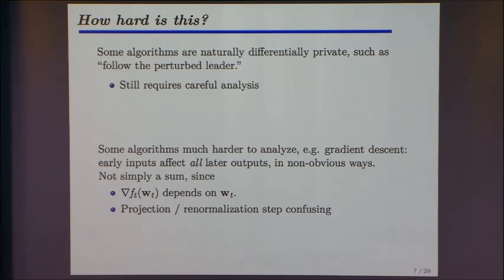On the other hand, some algorithms are much harder to analyze. For example, this gradient descent algorithm, it's not quite as obvious how you should think about it in terms of privacy, because the choices I make early on in the algorithm have some weird effect for the rest of time. And so it's not entirely clear how you bound the effect of one term on everything that comes later.